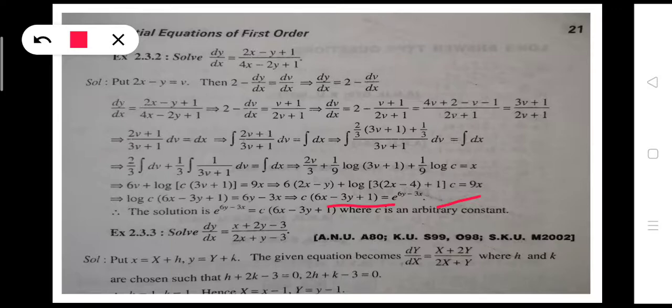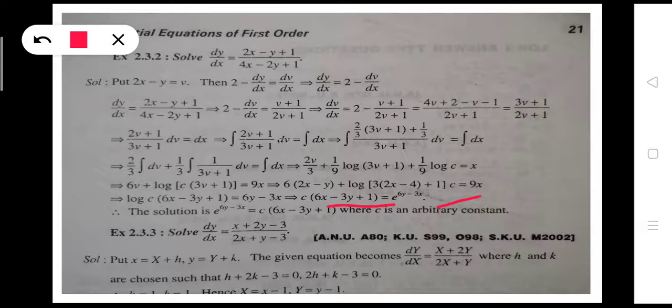Solve dy by dx is equal to (x plus 2y minus 3) by (2x plus y minus 3). This is also a non-homogeneous differential equation because here constant terms are there. Here the degree of denominator and degree of numerator is not the same. Therefore, this is not a homogeneous differential equation.